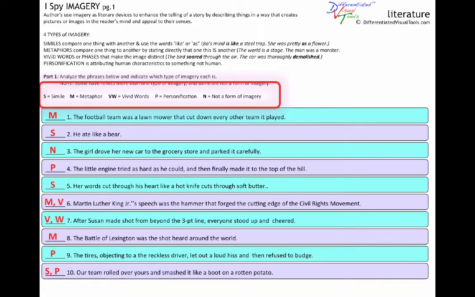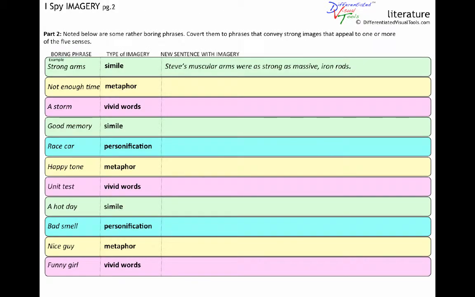Very important during this activity is that you pretty much scaffold the entire process as students analyze it, because while some students will be familiar with imagery, many won't. Part 2 of phase 1 is taking specific phrases that we think are kind of boring, and then we identify a type of imagery. And so the task is to take that boring phrase and convert it to a much more interesting or compelling sentence that uses imagery in it.